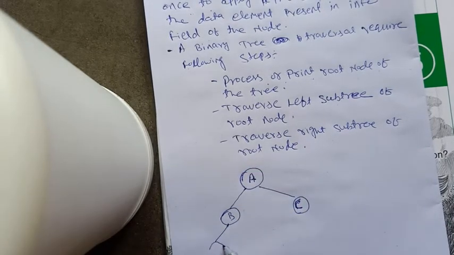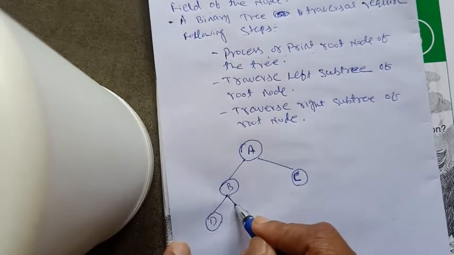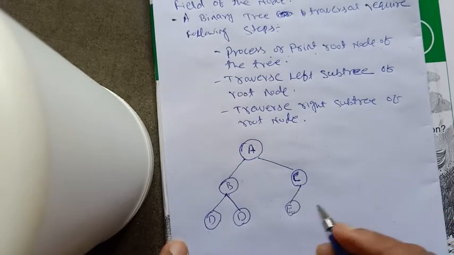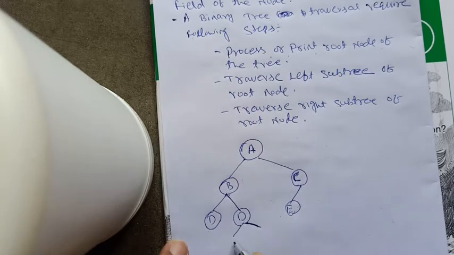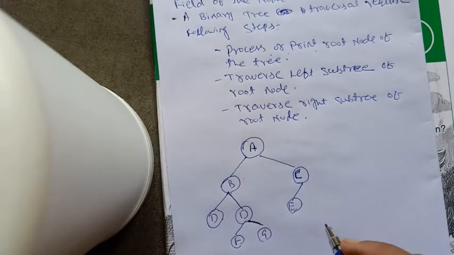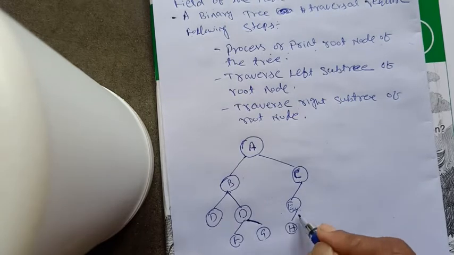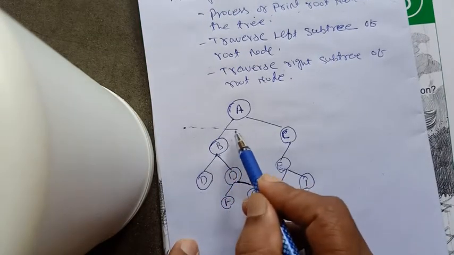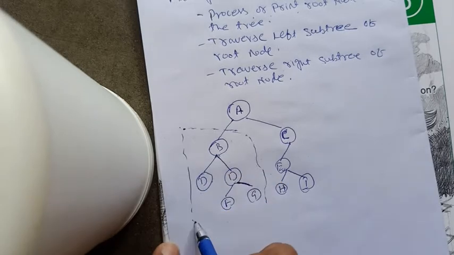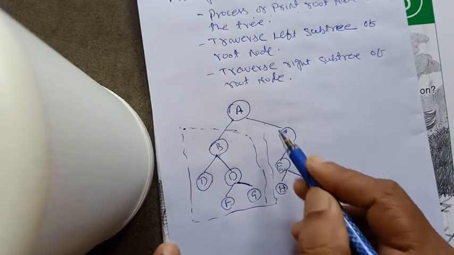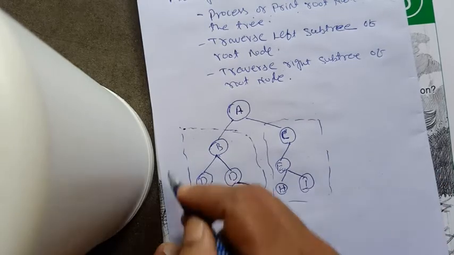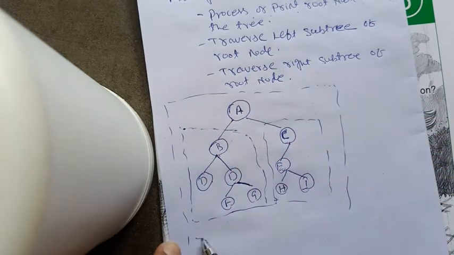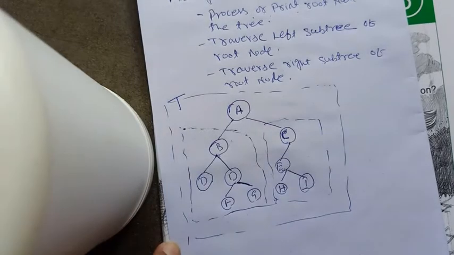Okay, so let's say this is our binary tree, with nodes E, F, G, and we have H, I. See, first this portion we call the left subtree, and this portion is called the right subtree of the entire tree. Okay, this is our entire binary tree, the total. This is, let's say, T.